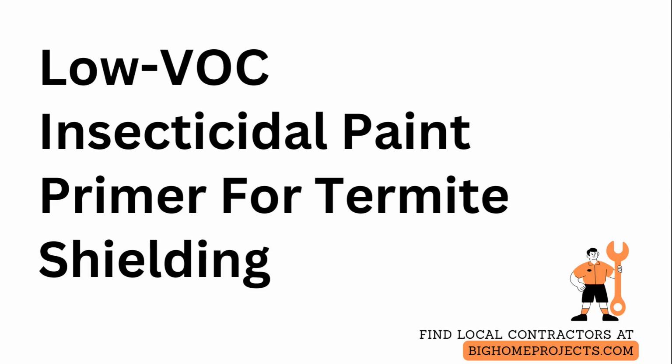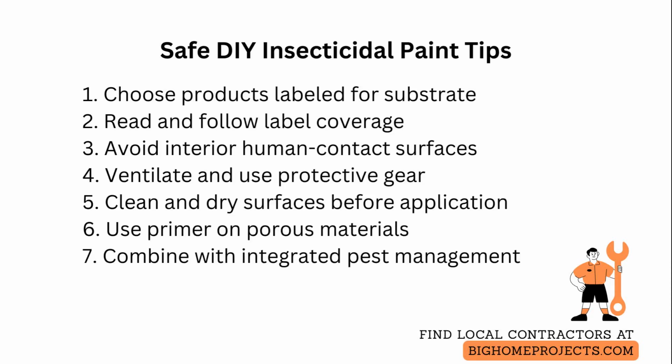Insecticidal paint, DIY pest control products can be a practical preventive layer when used correctly and only where labeled for building materials. When selecting low-volatile organic compound insecticidal paints or additives, pick products specifically labeled for pest control and for the substrate you plan to treat, such as masonry or exterior wood.